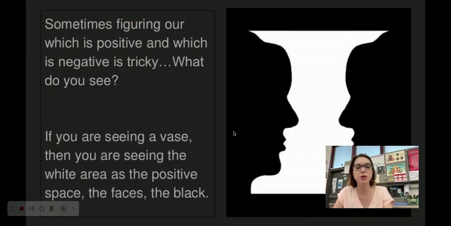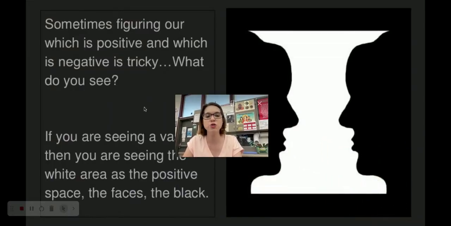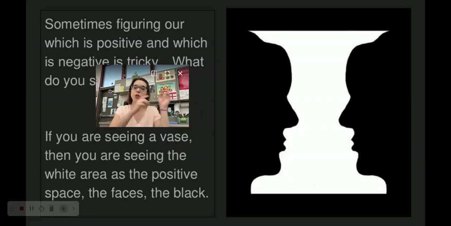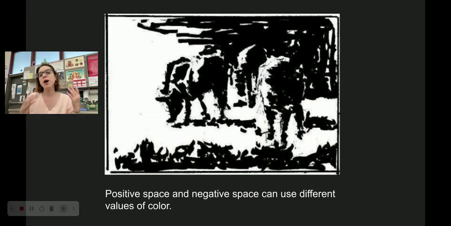Now, this is an optical illusion here, and sometimes it's kind of tricky figuring out what the positive space actually is. So when you look at this, right, do you see a vase or two faces? And positive space and negative space, they can use different values of color. It's not always black and white.